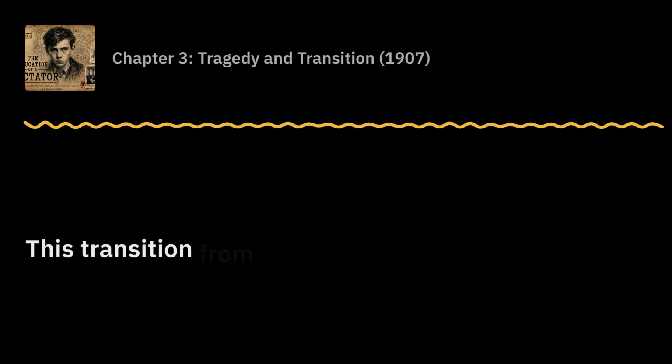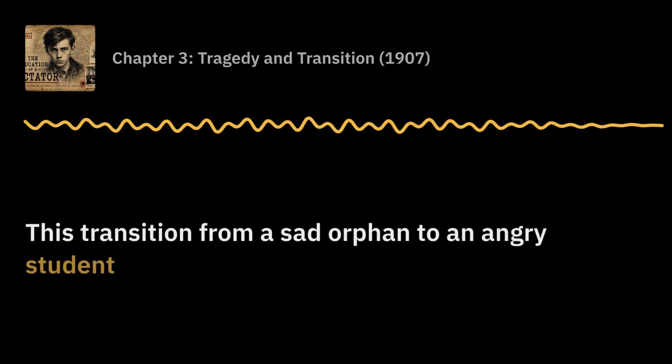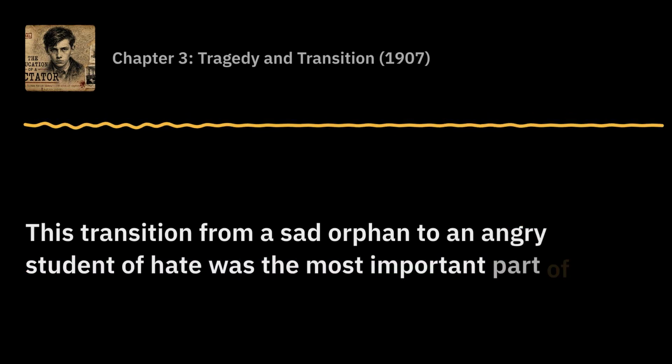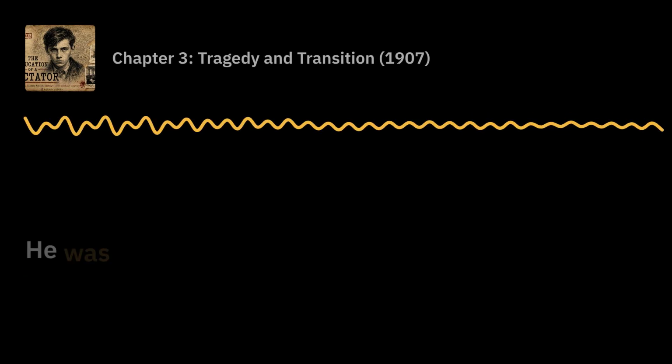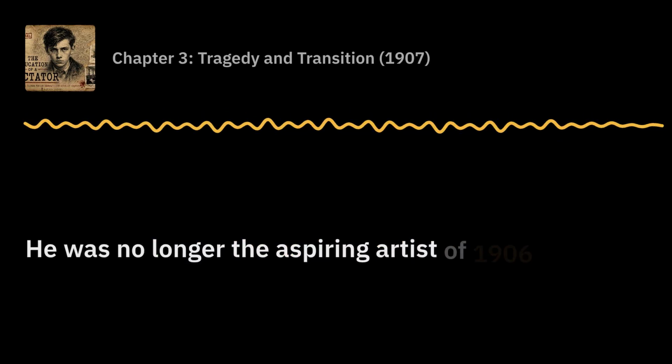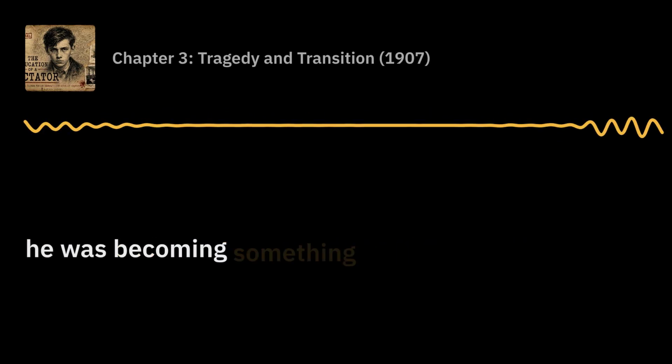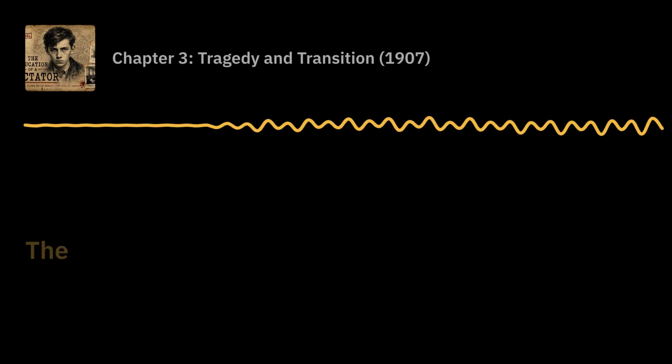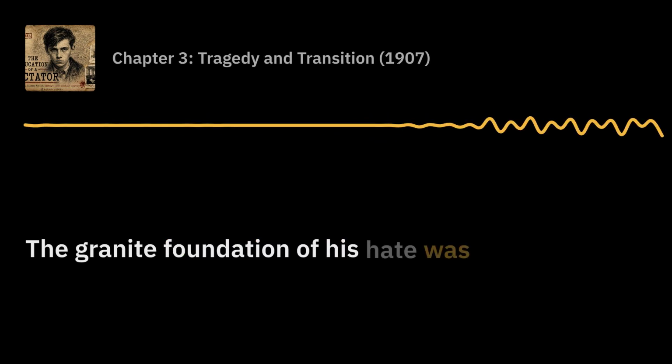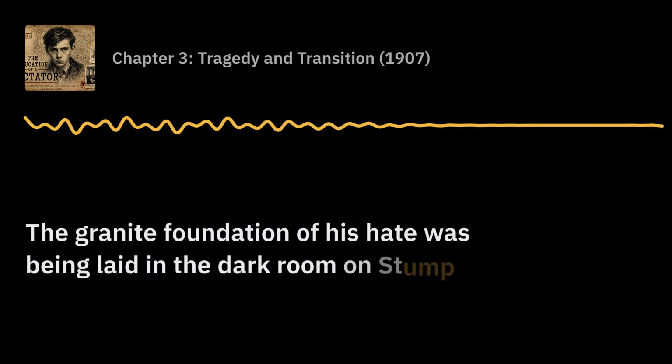This transition from a sad orphan to an angry student of hate was the most important part of his time in Vienna. He was no longer the aspiring artist of 1906. He was becoming something much more dangerous. The granite foundation of his hate was being laid in the dark room on Stumpergasse.